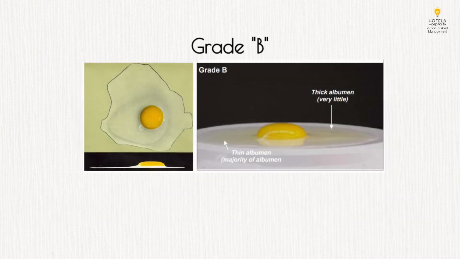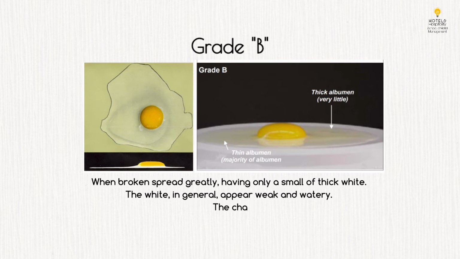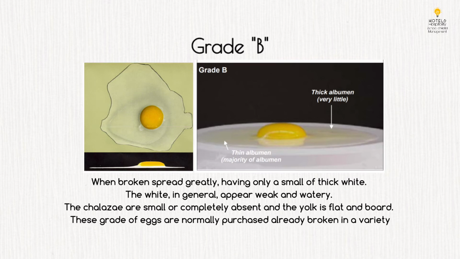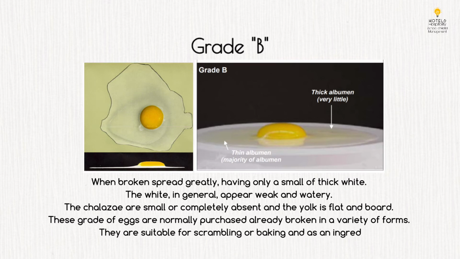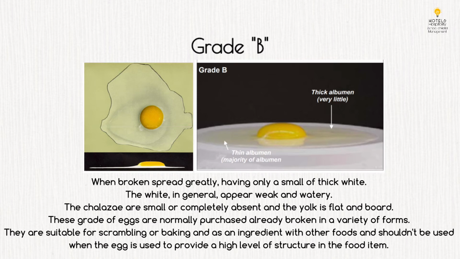B grade egg. Grade B, when broken, spreads greatly, having only a small amount of thick white. The white in general appears weak and watery. The chalazae are small or completely absent and the yolk is flat and broad. This grade of eggs is normally purchased already broken in a variety of forms. They are suitable for scrambling or baking and as an ingredient with other foods, and should not be used when the egg is used to provide a high level of structure in the food item.